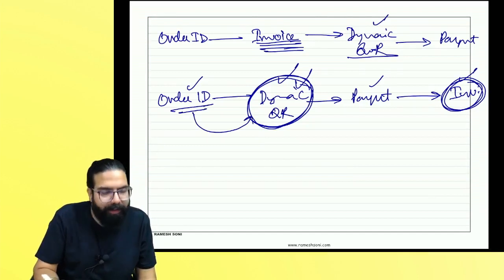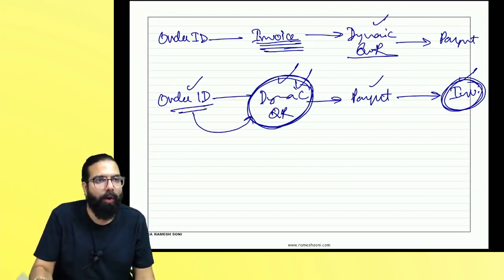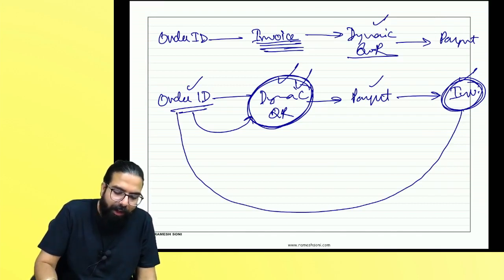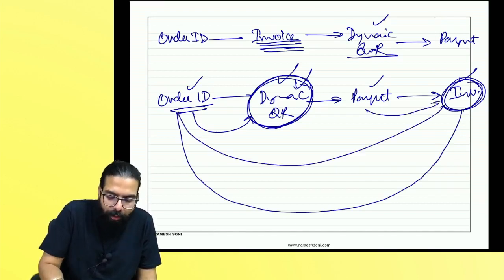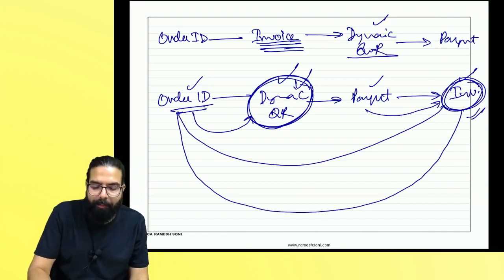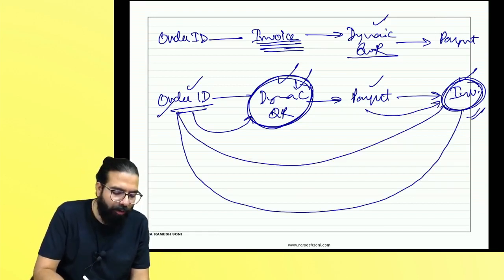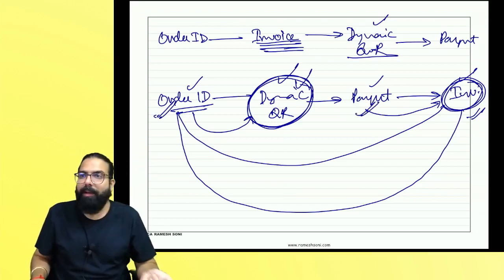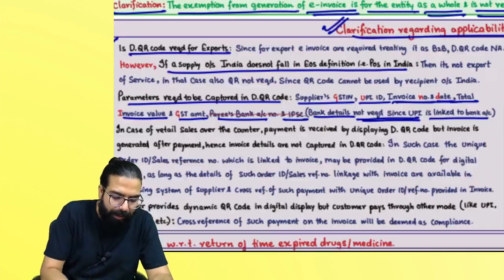The order ID details can be captured in the dynamic QR code, along with the invoice linking. Baba, in the invoice, you should provide the order ID. Also, how you received the payment should be provided in the invoice, so that the government can establish a linking that for this invoice, this order ID was generated, and against this order ID, this payment has been received. Are we clear, everyone? That is what the government clarified over here.